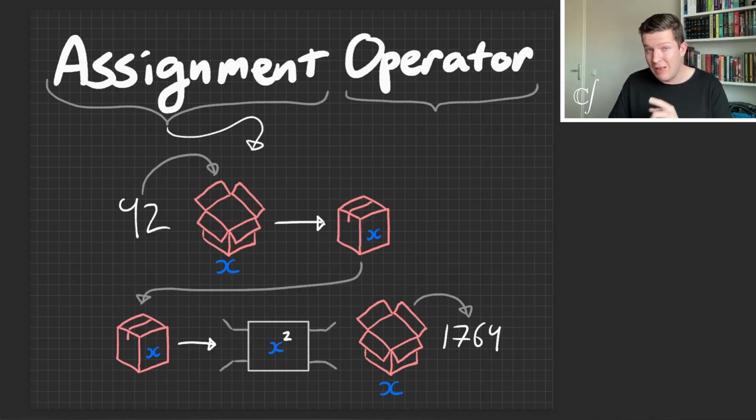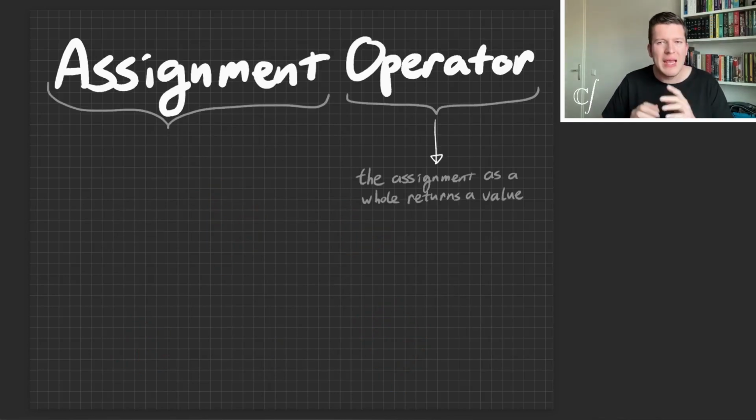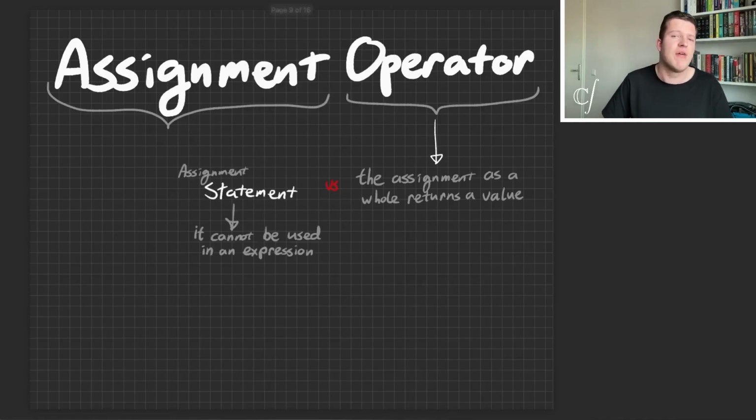Now, operator is a little bit more interesting. Here we have a little bit more text, and it says the assignment as a whole returns a value. Well, that isn't very clear from the start, so let's first introduce what is actually the opposite of an operator. The opposite of an operator is actually a statement. So we also have an assignment statement, and that says it cannot be used in an expression.